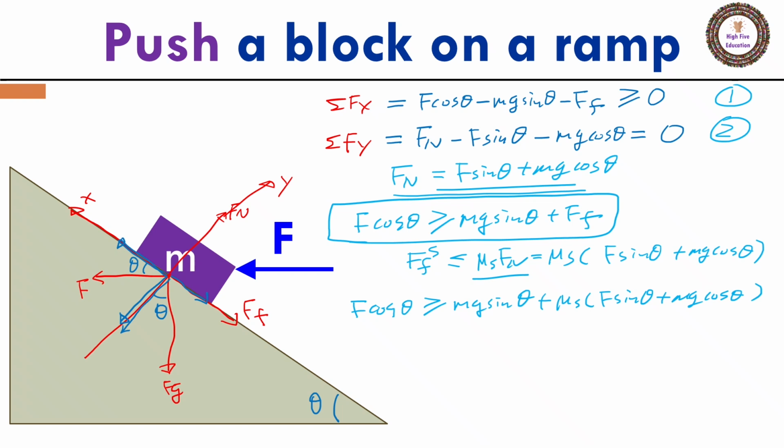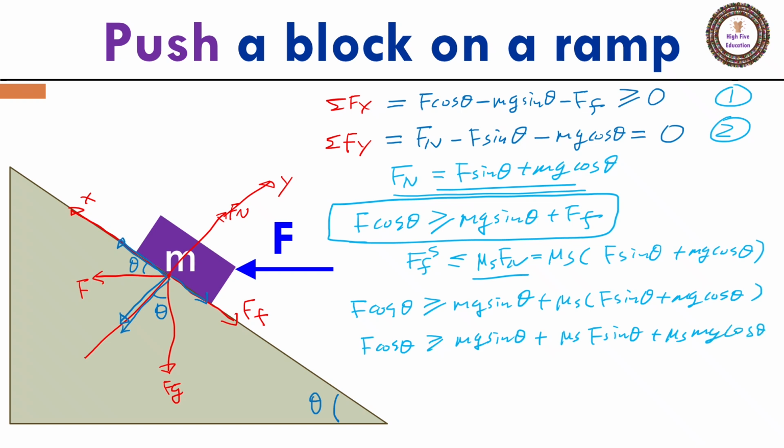So now I can simplify this equation. On the left side, I got F times cosine theta. On the right side, I got mg sine theta plus mu s F sine theta plus mu s mg cosine theta.